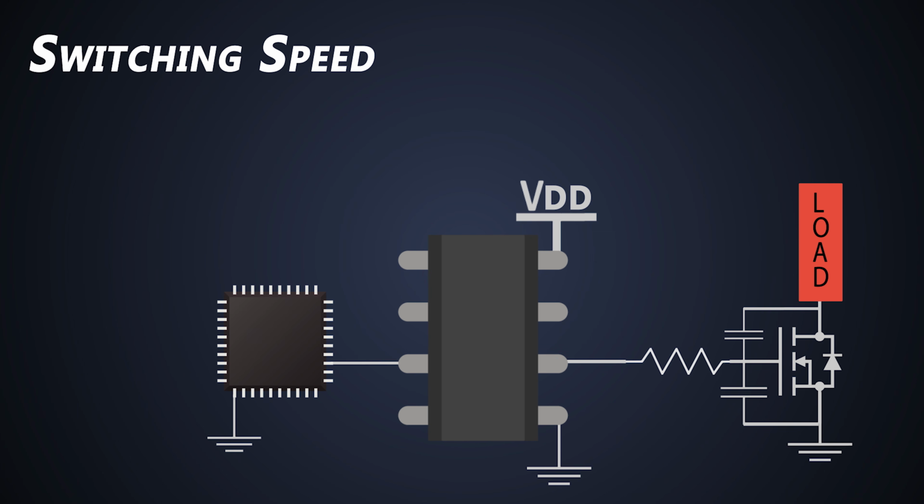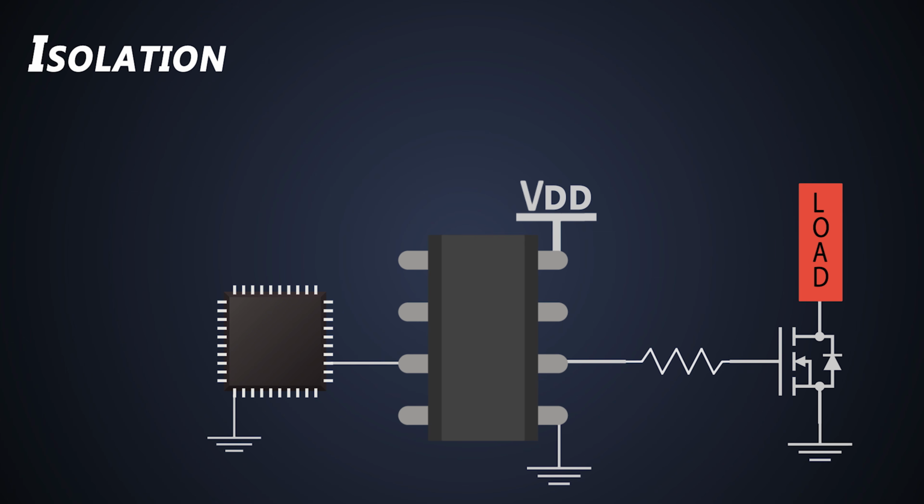Third is the switching speed. The MOSFET gate drivers are very useful for fast switching applications and minimize the switching losses of the MOSFET. MOSFET turns on and turns off with high switching speed in many circuits such as switch mode power supplies and motor controllers. Fourth is the isolation. Many MOSFET gate drivers provide optical or galvanic isolation between the main logic circuit and the high power circuit.